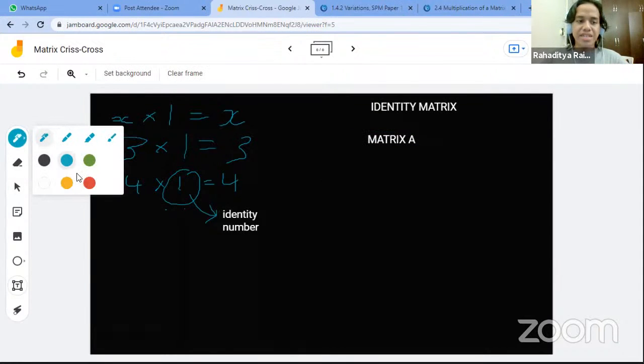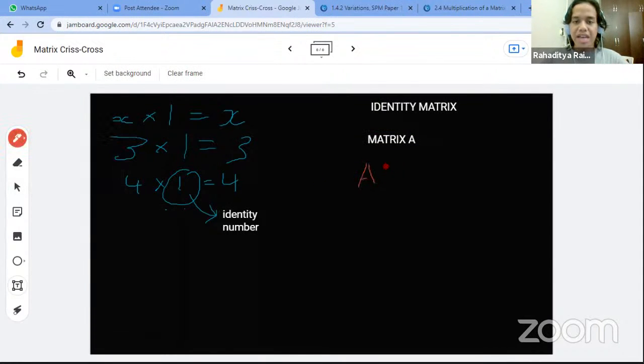Whenever you have matrix A and you multiply it by the identity matrix I, you'll get A. Essentially, any matrix multiplied by I gives the same matrix back. So A times I is equal to A, and B times I is equal to B.